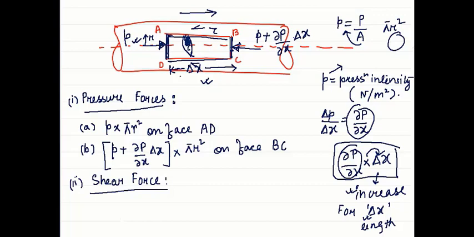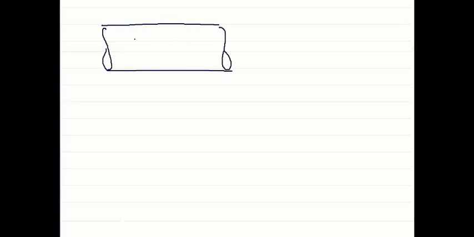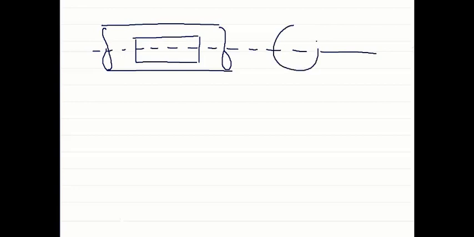So let us see this. This was the pipe, this is my element, right? This is the center line of the pipe, and this was the cross sectional view, right? And we had considered the fluid element here. The fluid element had what? A thickness of small dr and a radius of small r.